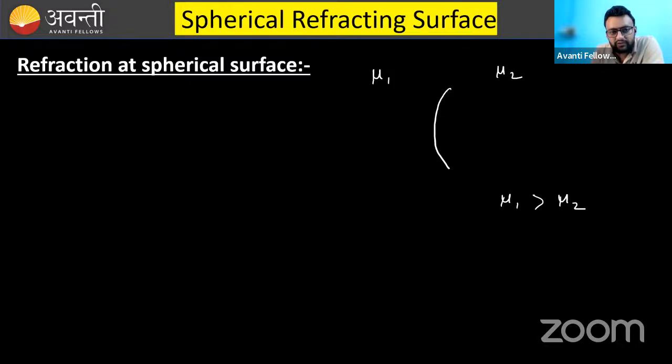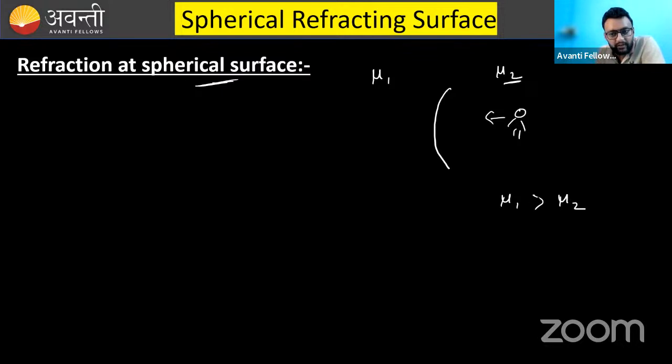Whenever you have to name a spherical surface, there is a standard rule: look at the surface from the rarer medium. Out of these two, mu2 is the rarer medium. So look at the surface from the rarer medium and it will look like a concave surface. So what is the basic identification of a surface? Look at the surface from the rarer medium. If I look from the rarer medium, this surface will look concave. So this is a concave surface.